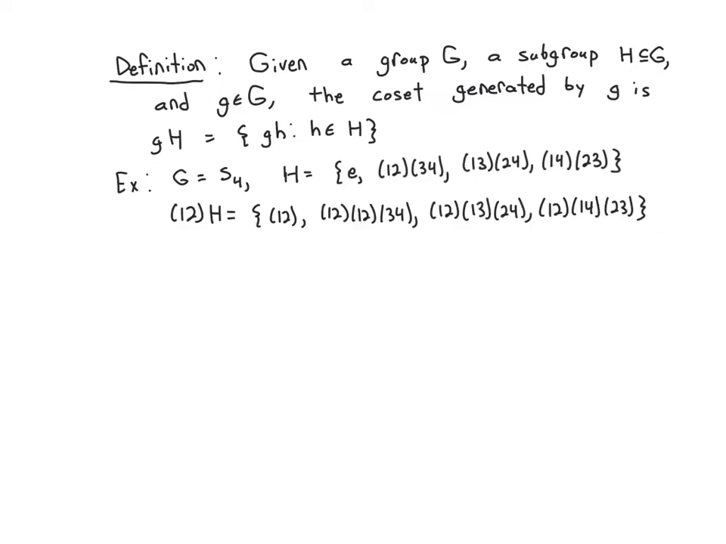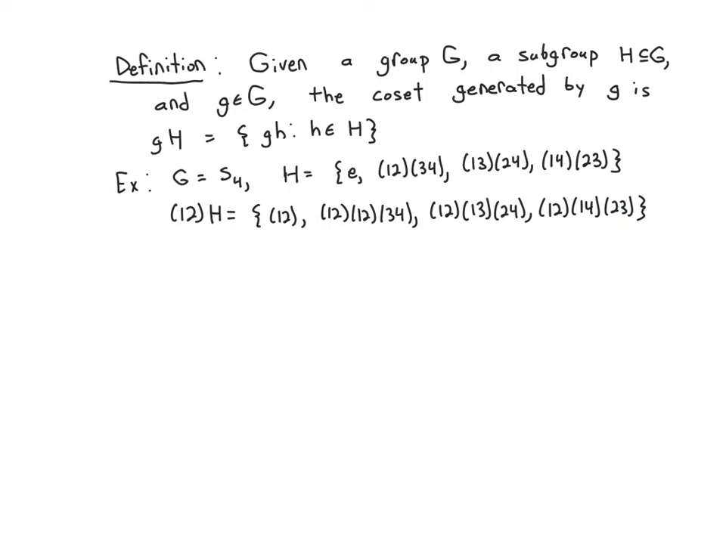So here's an example of a coset. I'm going to multiply on the left by the transposition (1 2). By definition, this means for every element in H, I need to look at the product g times little h. So g times the identity, g times this permutation, g times this permutation, and g times this permutation. So this is my coset.